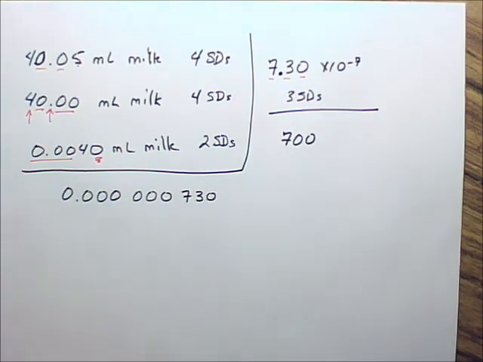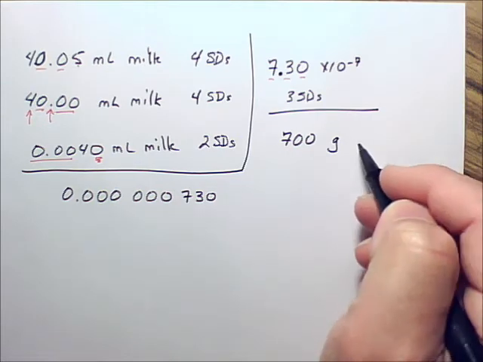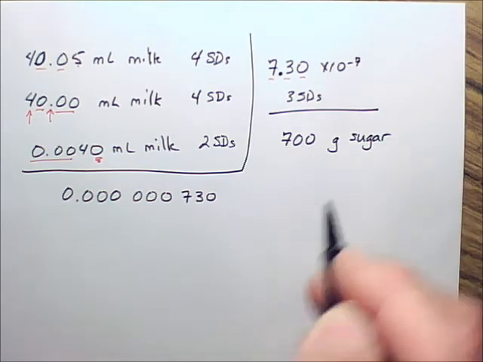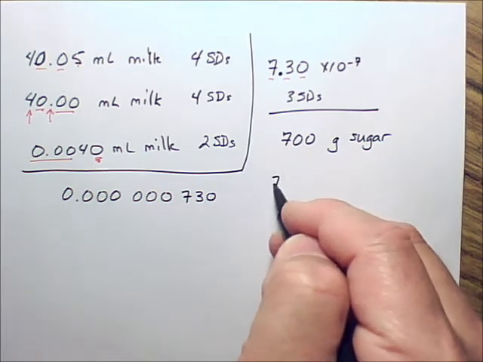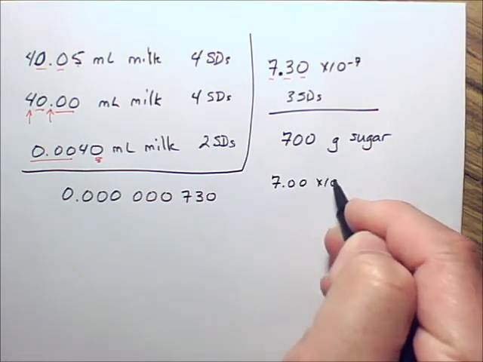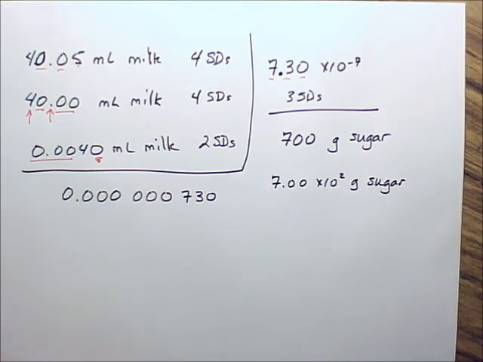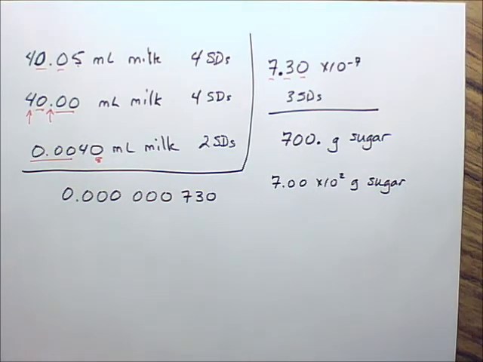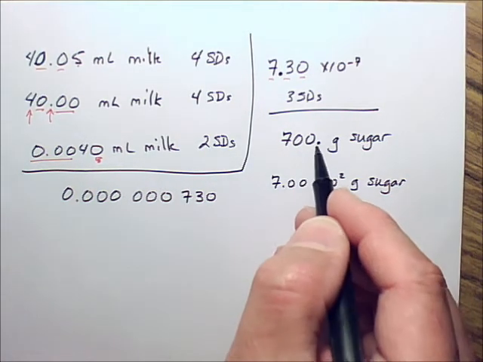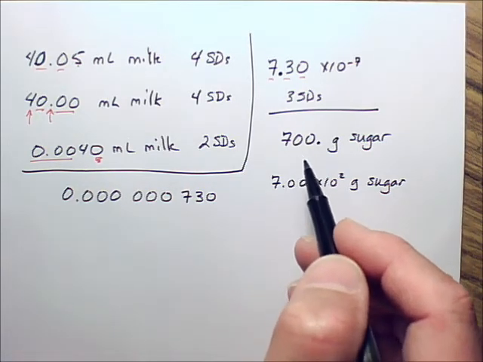Yeah, this is kind of a shortcut for chemists. If I want to write this number and show that these two zeros are significant, I could write 7.00 times 10 to the second grams of sugar. Okay? But just to make it simple, chemists do that a lot of the time. When I put a decimal place right there, that tells me these two zeros are significant.